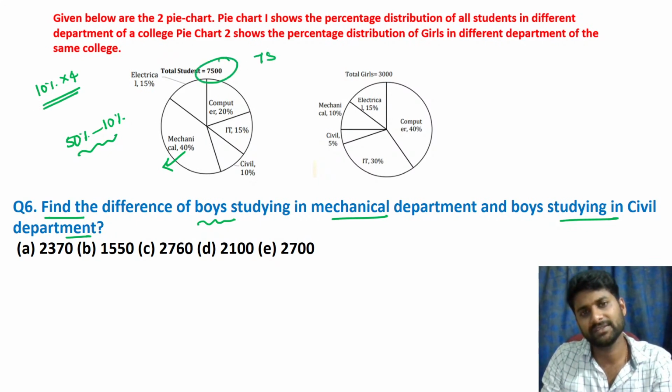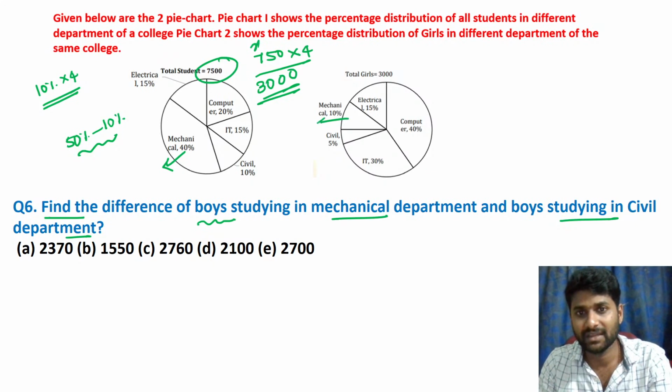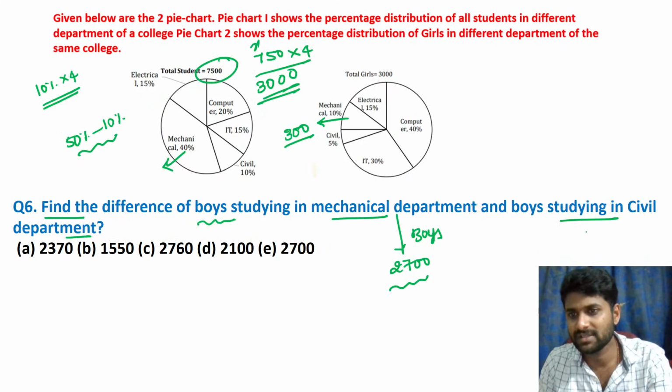So 10 percentage is 750, into 4 times. 7 4s are 28. 3000 members is the total strength. And in mechanical the number of girls is 300. So 2700 members are mechanical department boys. And the civil boys are only 600. Here the question is to find the difference. So the difference between the two values is 2100.